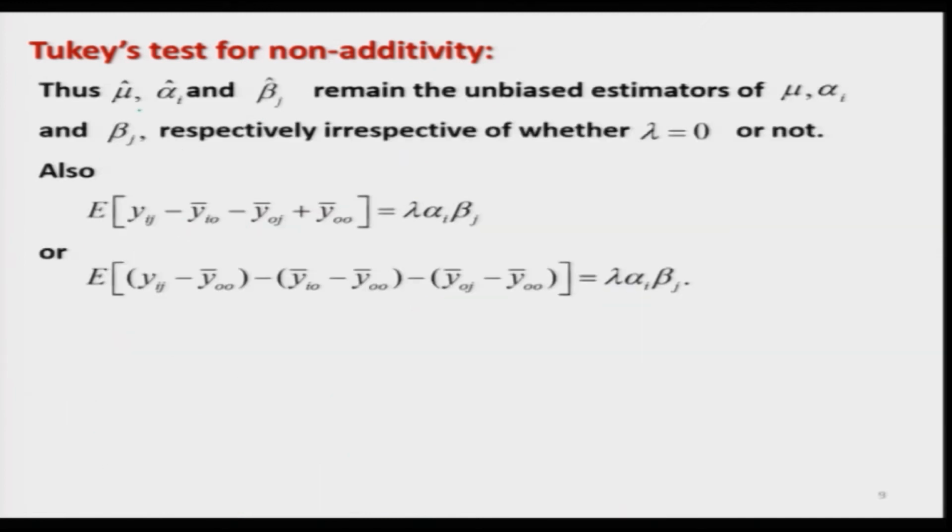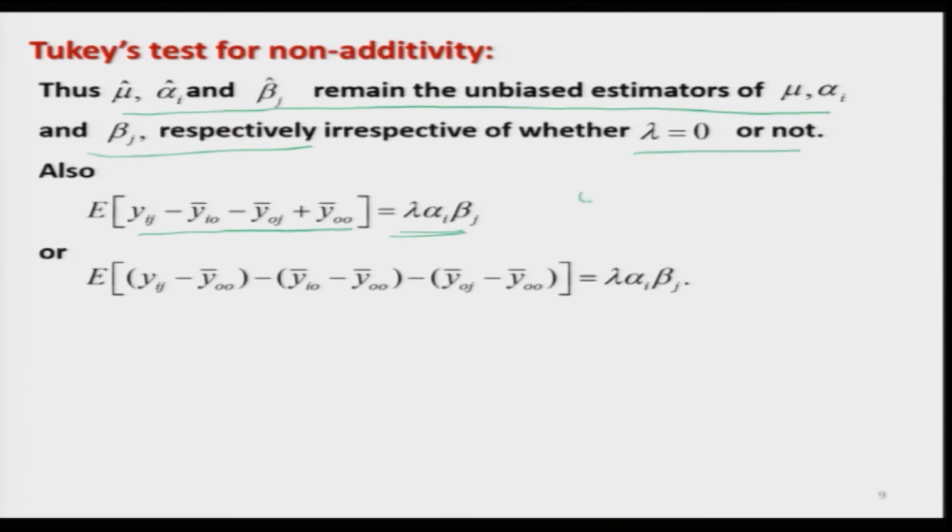We have observed that mu hat, alpha i hat and beta j hat remain the unbiased estimators of mu, alpha i and beta j respectively, irrespective of whether lambda equals 0 or not. And if you observe, the expected value of y_ij minus y bar_i0 minus y bar_0j plus y bar_00 is coming out to be lambda times alpha i beta j, right.